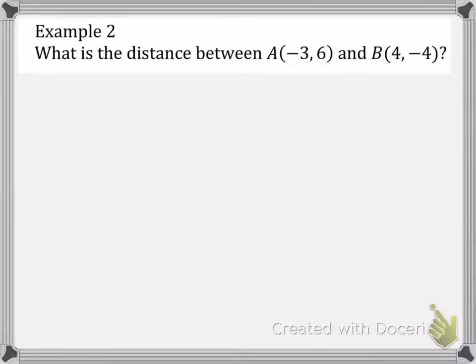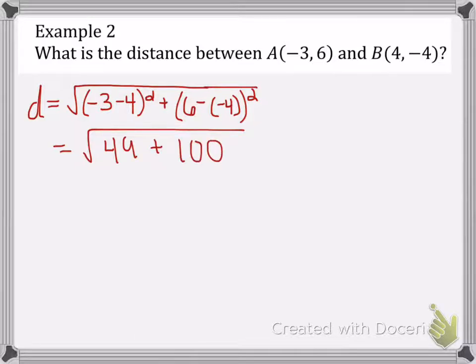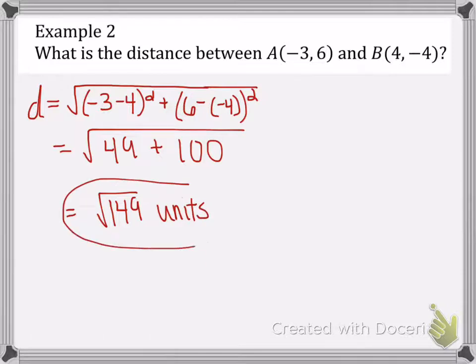Example 2, what is the distance between A and B? Well, my distance is going to be the square root of -3 minus 4 squared plus 6 minus a -4, which is the same thing as plus 4, squared. So I get the square root of 49 plus 100. So it gives me the square root of 149 units. Now the square root of 149 cannot be simplified, so we're done.